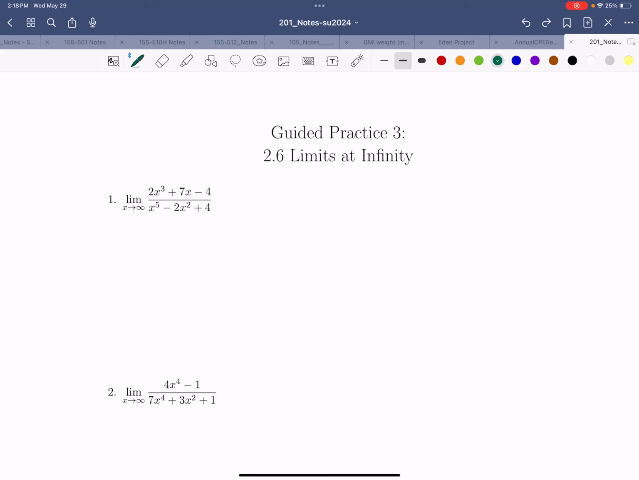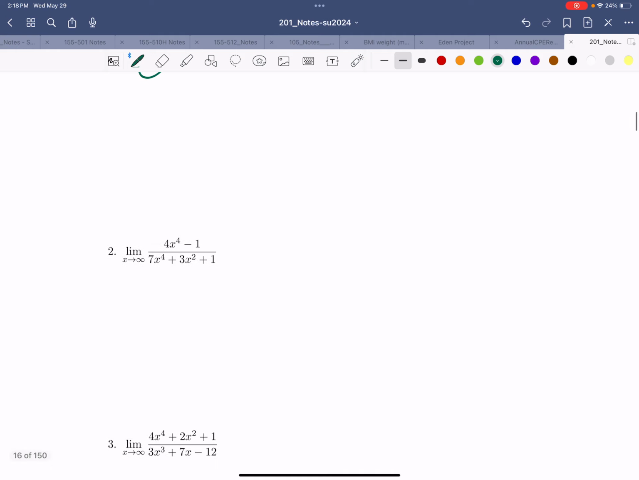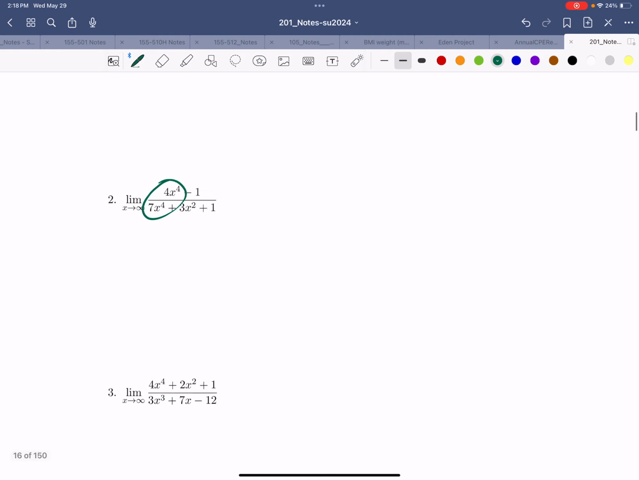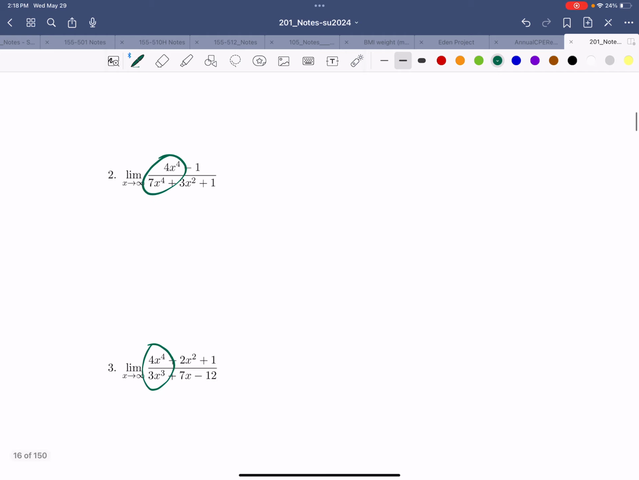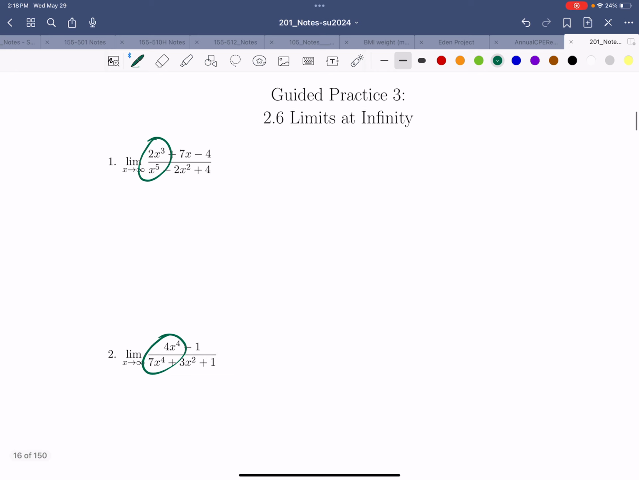Let's do some guided practice. Limits at infinity. So there are going to be three scenarios, right? When the power on the top is less than the power on the bottom, when the power on the top is the same as the power on the bottom, or when the power on the top is greater than the power on the bottom. And of course, I'm talking always about leading terms. So let's take a look.